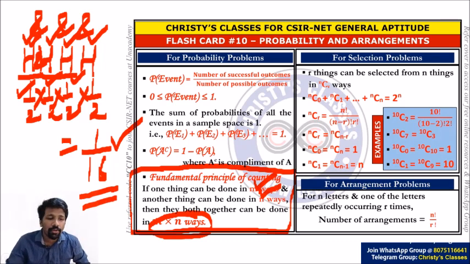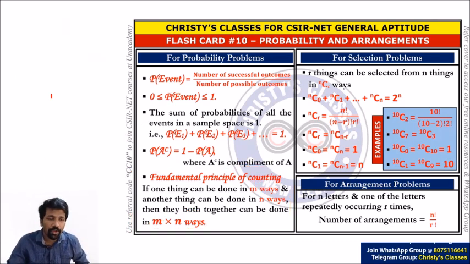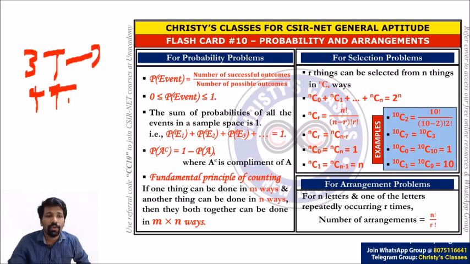Some questions you have to solve using a combination of this and or. For example, four times tossing a coin. What is the probability of getting at least three tails? At least three tails means there you have to use a combination. At least three tail means three tails is okay, four tails is also okay. That means the three tail probability you have to find, and the four tail probability you have to find. Three tail or four tail means, after finding these probabilities, you have to add them up.